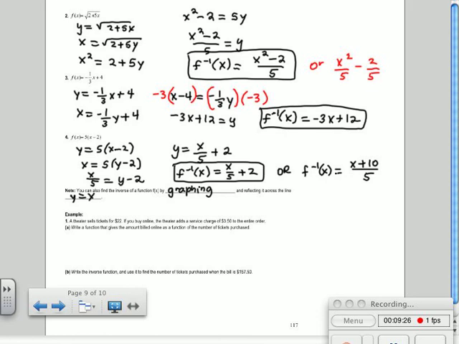So example 1, it says the theater sells tickets for $22. If you buy online, the theater adds a service charge of $3.50 to the entire order. Write a function that gives the amount billed as a function of the number of tickets purchased. Whenever you hear "as a function of" something, that's your x value, like function of x, f of x. So x is your tickets, and y is going to be the amount billed.